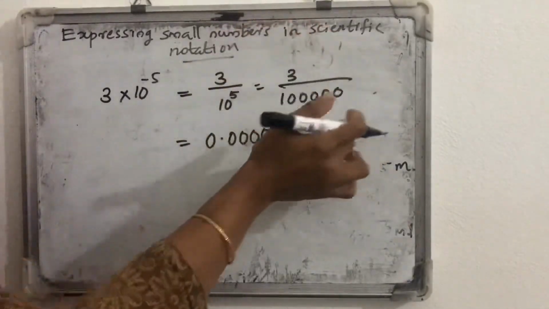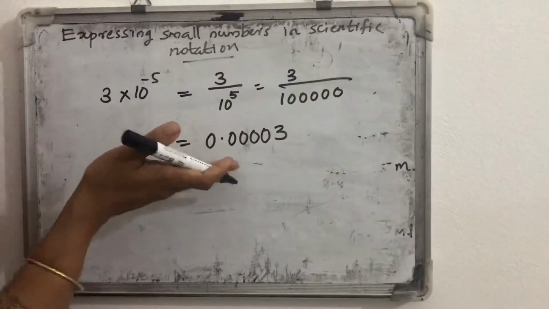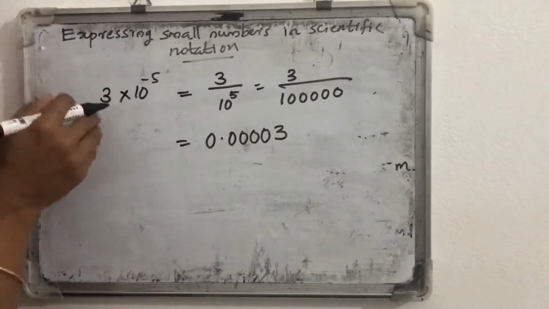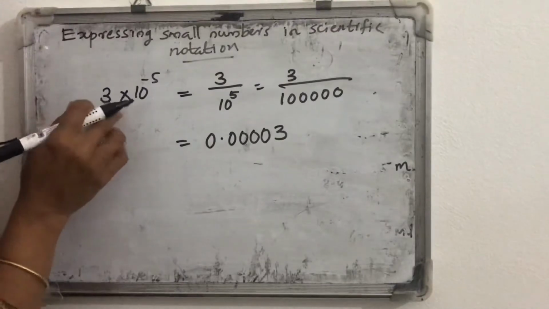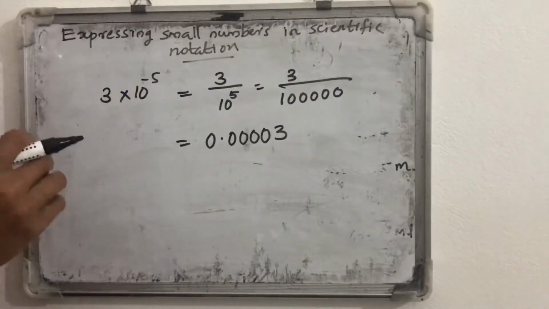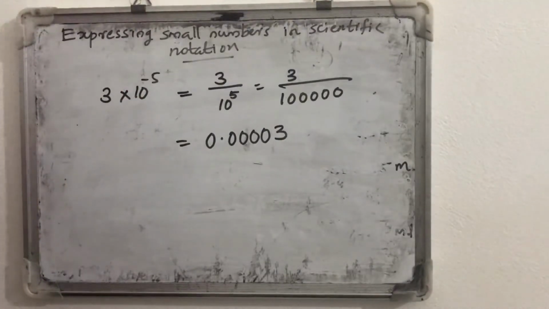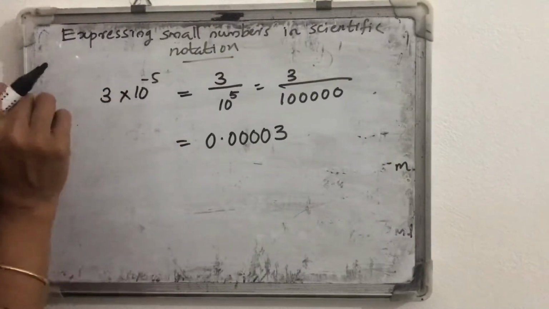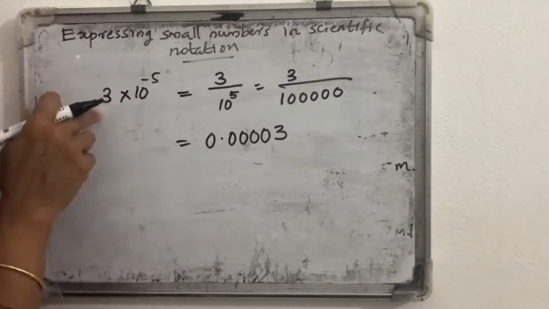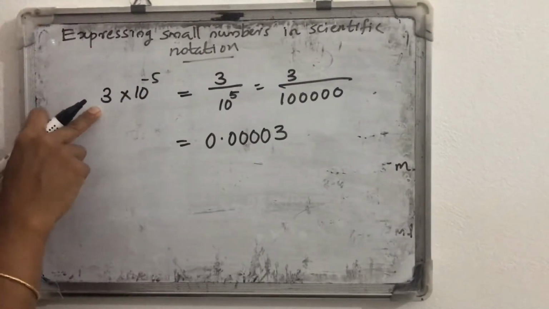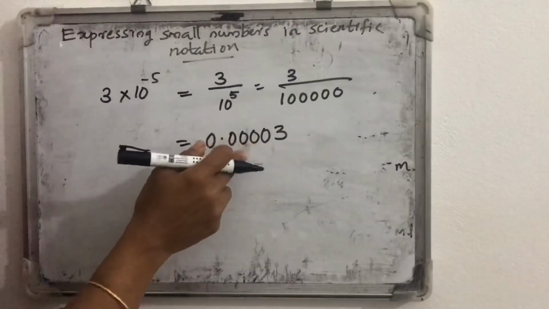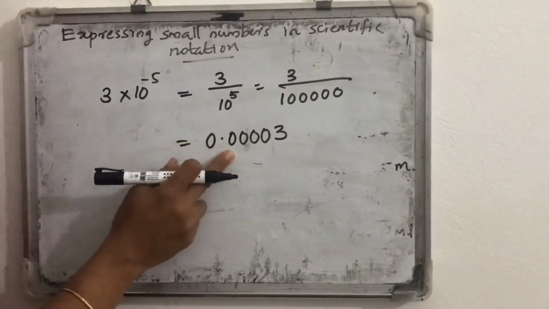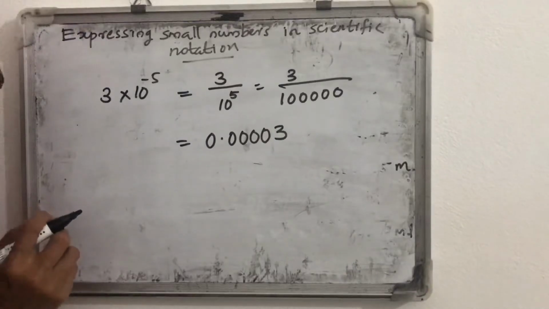Then we get a fraction form, and how to convert that into decimal form we know. Otherwise we can think about 3 into 10 raised to minus 5 directly. How many decimal places will be there? 5 decimal places, because the power is 5 and already one digit 3 is here. So we want to take 4 zeros to make it 5, like this. Another question.